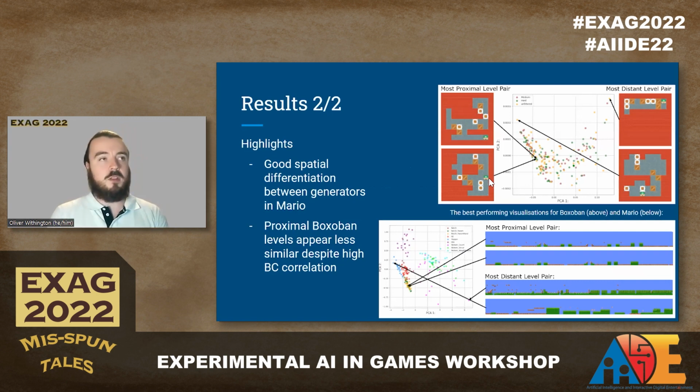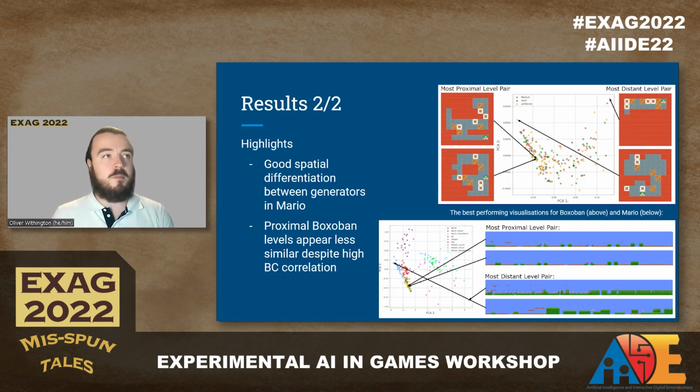Just looking at the 2 most performant plots to give you an idea of what the output looks like from this approach. As you can see, it's fairly similar to expressive range. You get these 2D scatter plots of the levels. And we also visualize the most proximal, the pair of levels that appear closest in the visualization, and the pair of levels that are most distant. And this is a really rough heuristic, but we'd hope that if the technique is working well, the most proximal levels would appear very similar and the most distant levels would appear to be very different.